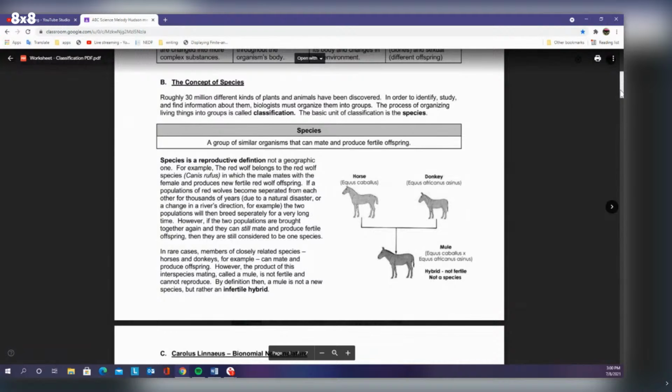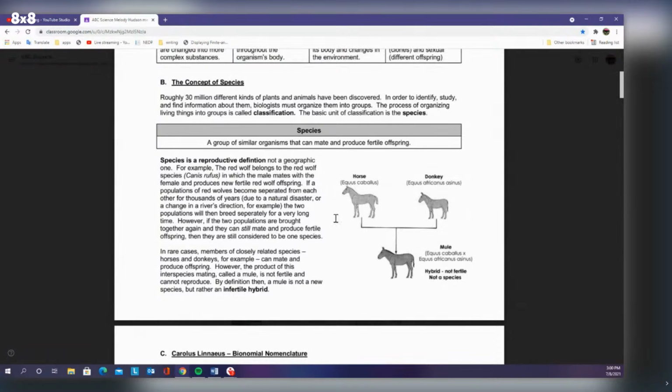I could be wrong. And so if a population of red wolves becomes separated from each other for thousands of years, say a river changed direction or there was a natural disaster, the two populations will then breed separately for a very long time. However, if the two populations are brought back together again and they can still mate and produce fertile offspring, they're still considered to be of one species.